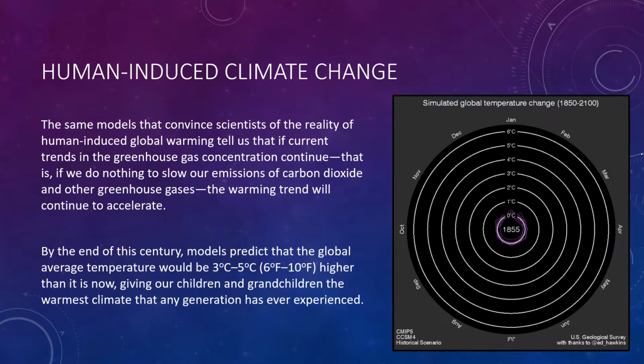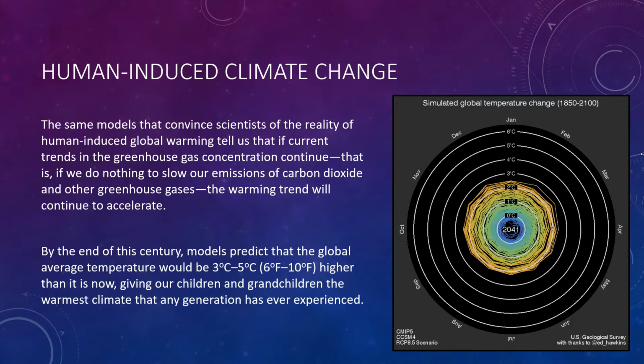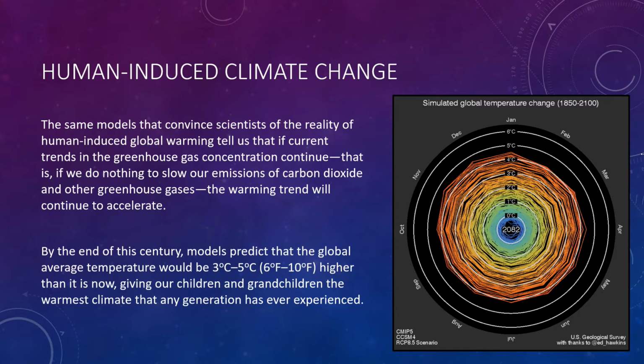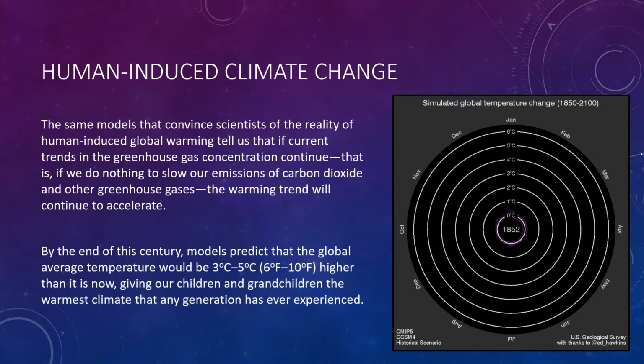The same models that convince scientists of the reality of human-induced global warming tell us that if current trends in the greenhouse gas concentrations continue, that is, if we do nothing to slow our emissions of CO2, the warming trend will continue to accelerate, as you can see on the right. By the end of this century, models predict that the global average temperature would be 6 to 10 degrees higher than it is now, giving our children and grandchildren the warmest climate that any generation has ever experienced.